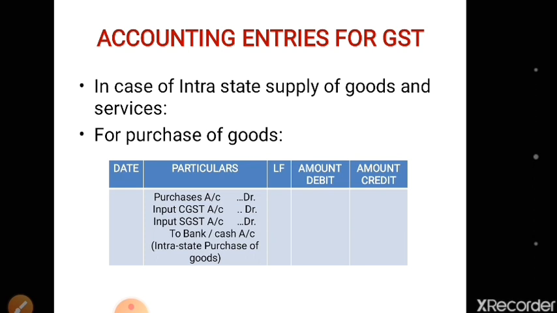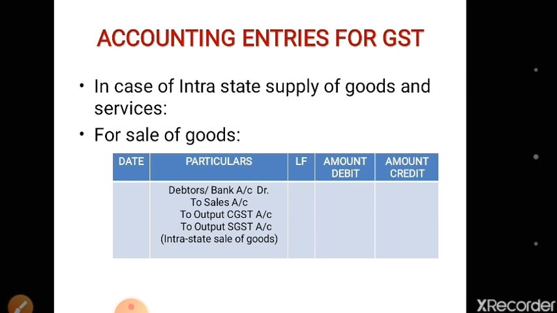In case of intrastate supply of goods and services, for purchase of goods, the entry will be purchase debit, input CGST will be debited, input SGST will be debited, and payment will be made to bank or to cash. For sale of goods, whenever we are selling goods either on credit or on cash basis, debtors will be debited if there is a credit sale, and if there is a cash sale, either cash or bank will be debited. We get not only sales money but also output CGST and output SGST in case of intrastate sales. As we have earlier talked, this output CGST or output SGST is a liability which the collector will ultimately pay to the bank, to the government.